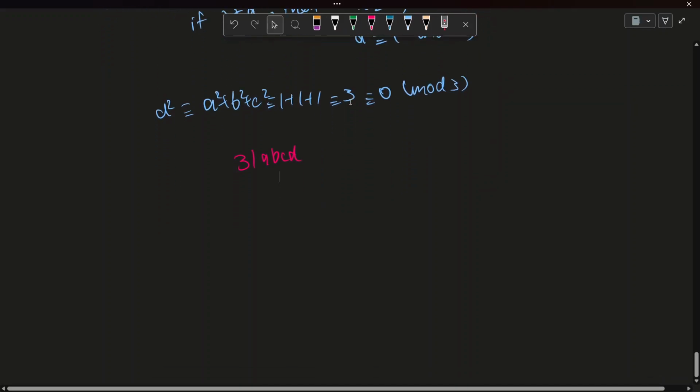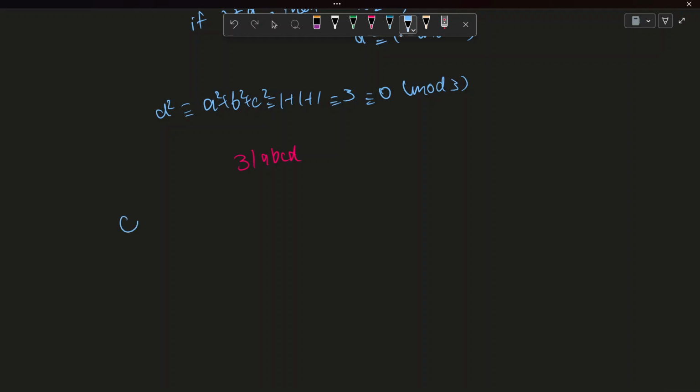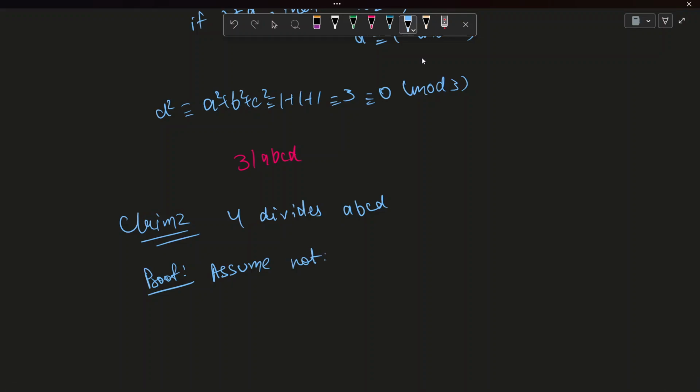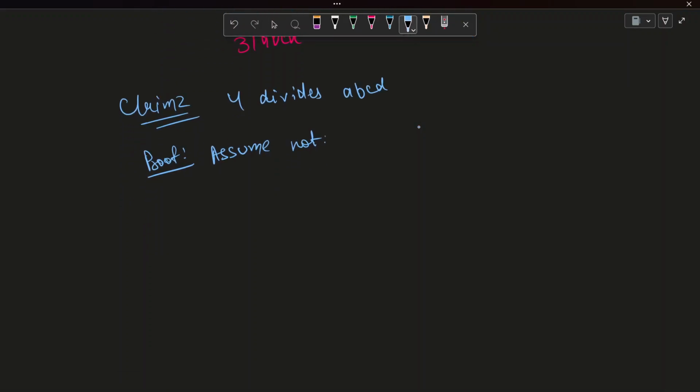Next, we'll prove that 4 also divides abcd. The second claim, claim 2, is that 4 divides abcd. To prove it, we'll again assume not, and we'll further take two subcases. Subcase 1 is that 2 also does not divide abcd. This is the symbol for does not divide.